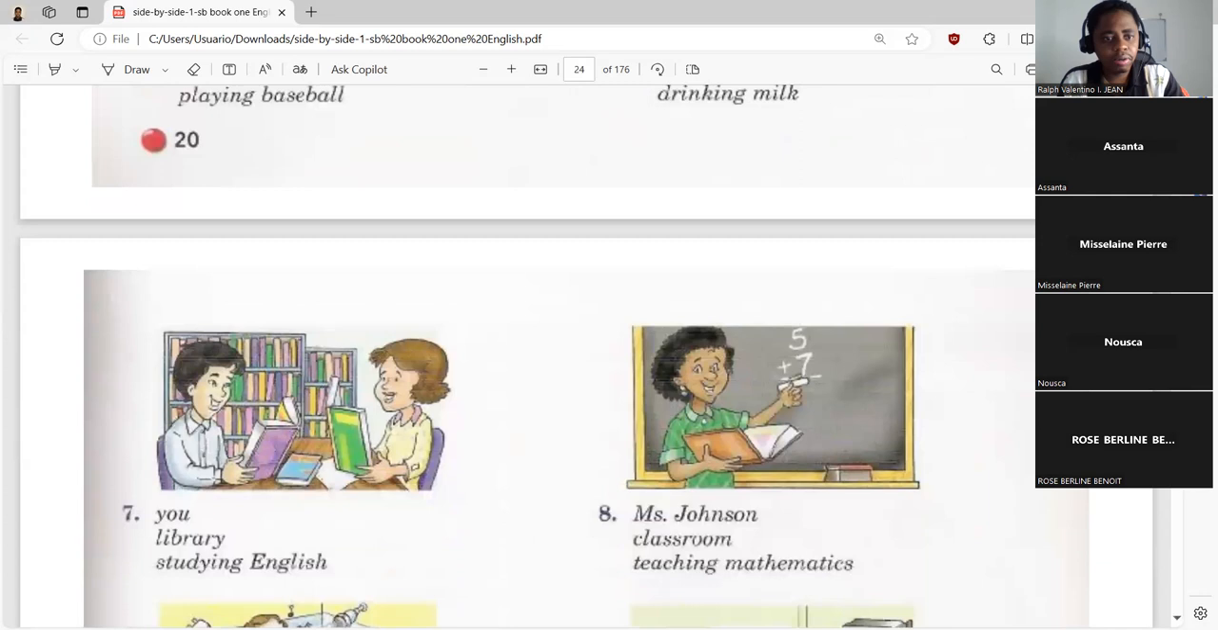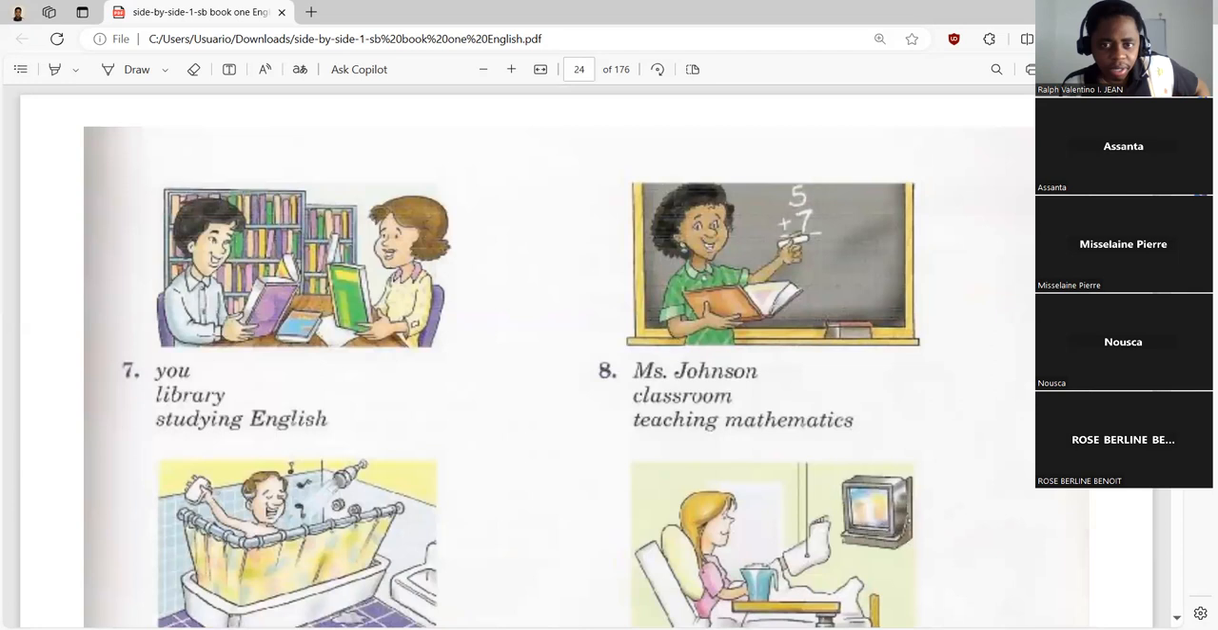And let's go. Number seven. We have a lot of room, so a lot of people. Nuska, your turn now. Number seven, number eight. Nuska, it's your turn. Go ahead. What are you doing?